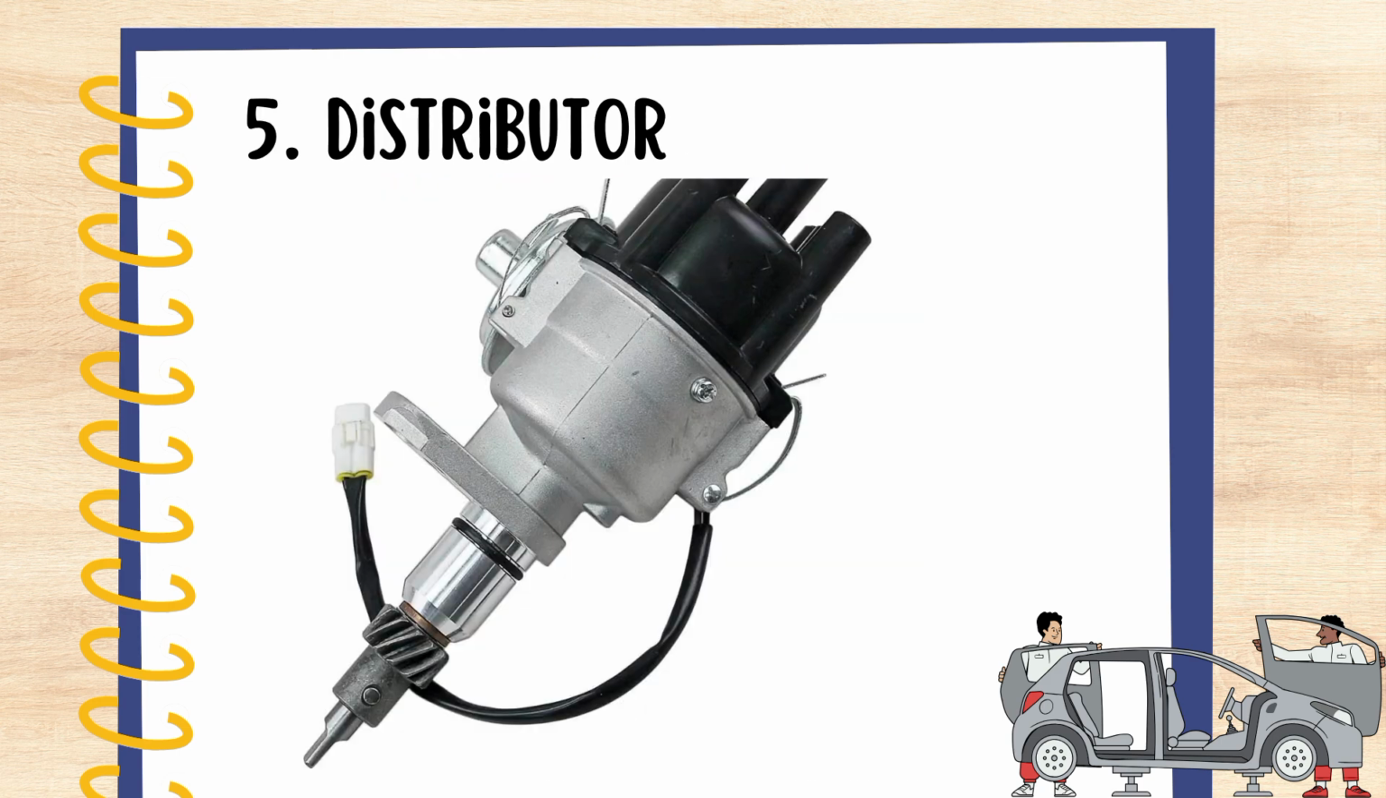The next is the distributor. So that's the distributor. It is a rotating device connected to the engine camshaft. The function of the distributor is to direct the high voltage from the ignition coil to the correct spark plug at the right time for each cylinder.